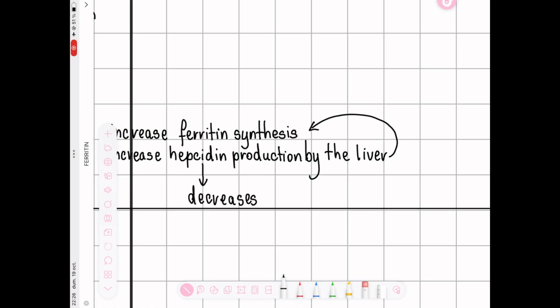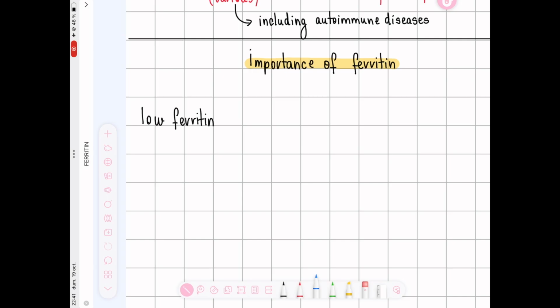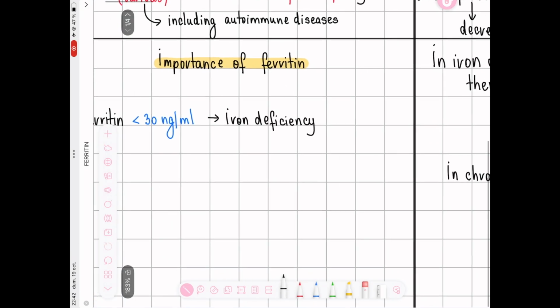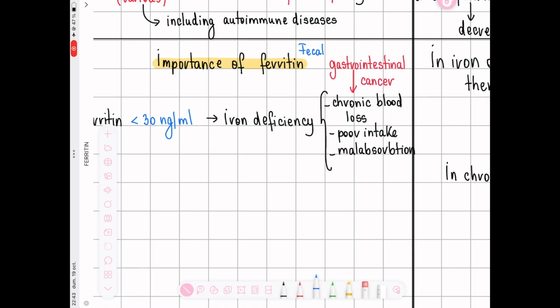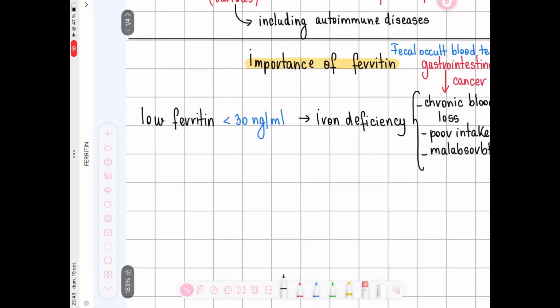Why is ferritin such an important blood test? Well, for once, ferritin helps us in the differential diagnosis of iron deficiency anemia to anemia of chronic disease. Levels of less than 30 nanograms per milliliter are seen in iron deficiency anemia, while anemia in the context of chronic disease usually has normal or high levels of ferritin. Iron deficiency anemia can be caused by a chronic blood loss, such as in the case of gastrointestinal cancer, or in the case of poor intake or malabsorption.